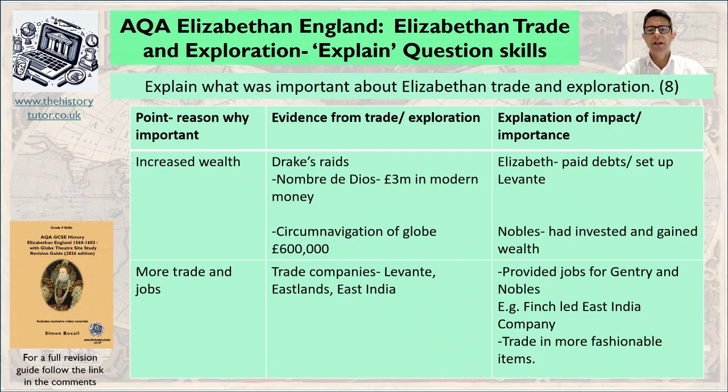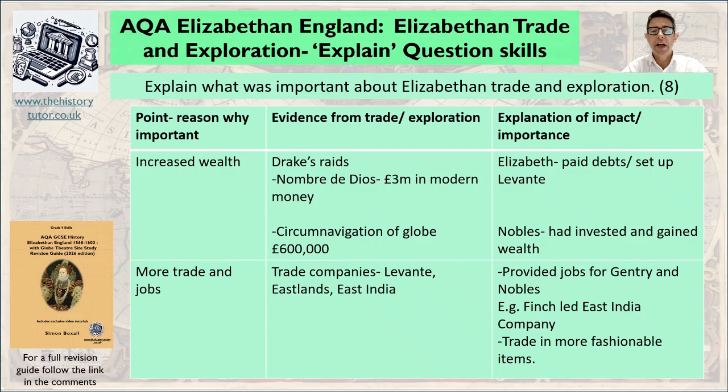Now, those ideas are not connected across. Obviously, Elizabeth earned her money from the circumnavigation of the globe. She could pay off the national debt. She could start investing in things like the Levant Company. Also, nobles had invested and gained huge wealth, and you could explain how they're going to use that wealth. They are also going to invest in companies. They're going to trade. They're going to be investing in fashionable items, building new homes. What are they going to do with that money, and how's that going to benefit society more widely?